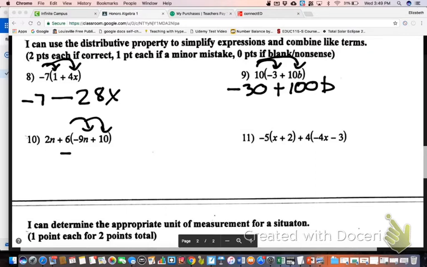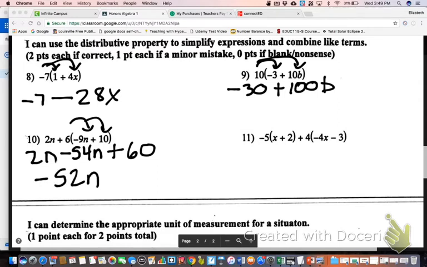So 6 times negative 9 is a negative 54n. 6 times 10 is 60. I'm going to bring down that 2n to go with it. Because this is a negative 54, this problem really becomes just 2n minus 54n. So 2n minus 54n is negative 52n. If I only have 2 n's but I take away 54, I'm going to end up in the hole because I don't have enough. Plus 60. I don't have any like terms I can combine anymore because you can't combine an n and a 60.